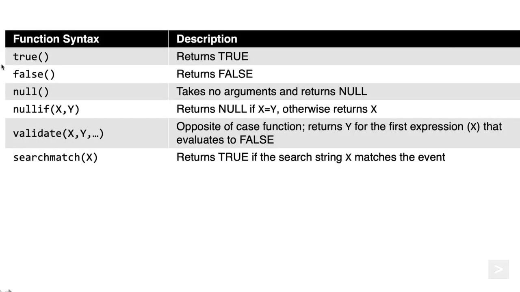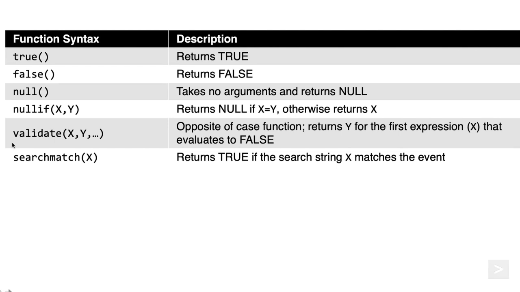Now, these functions here are fairly straightforward. We have the true and false functions and the null function, which returns the value of null. Null if will return a value of null if the value of the first argument is equal to the value of the second argument. Otherwise, it will return the value of the first argument.